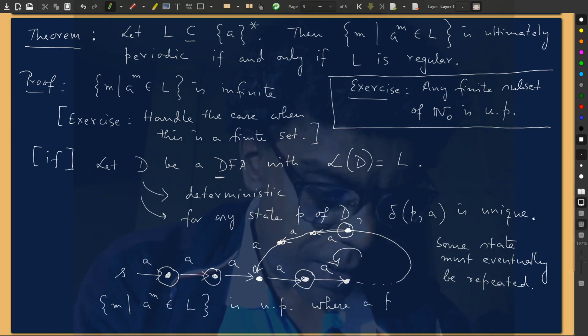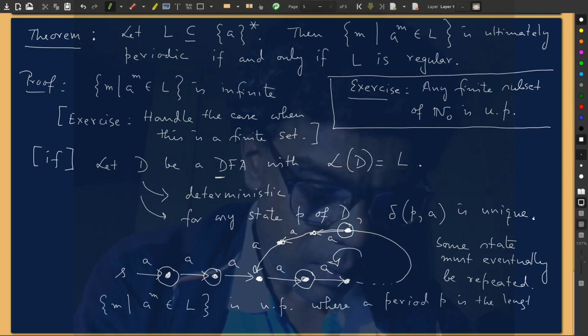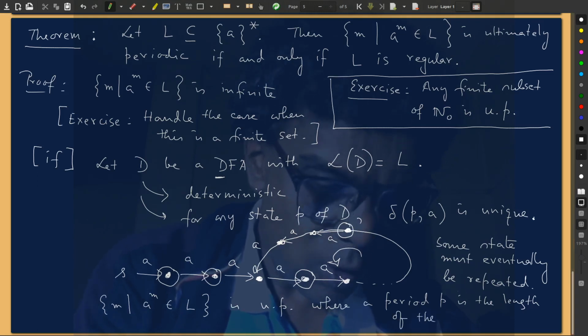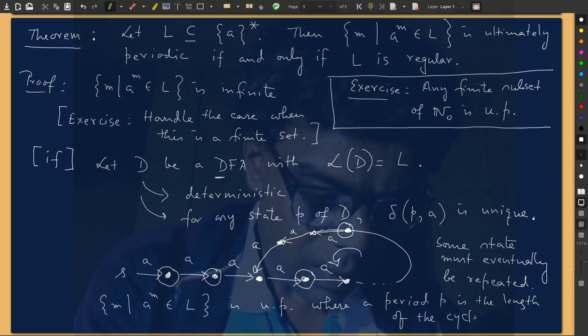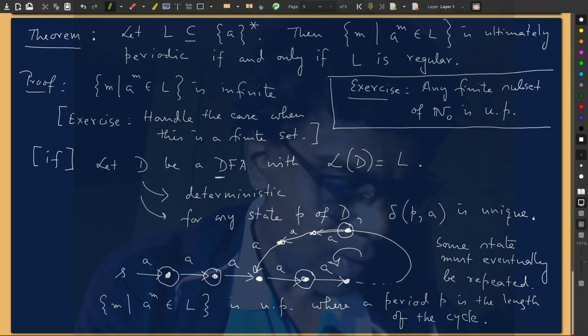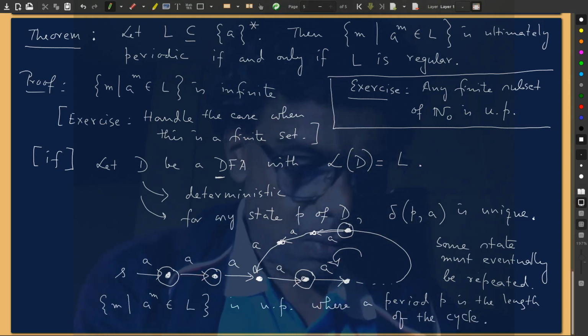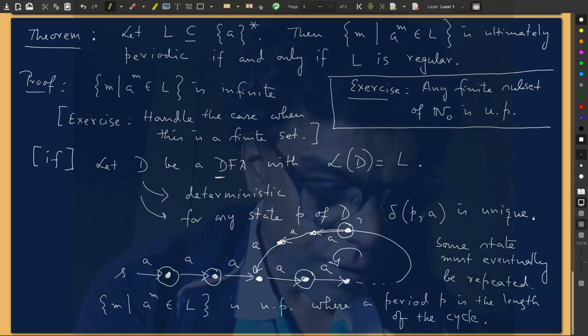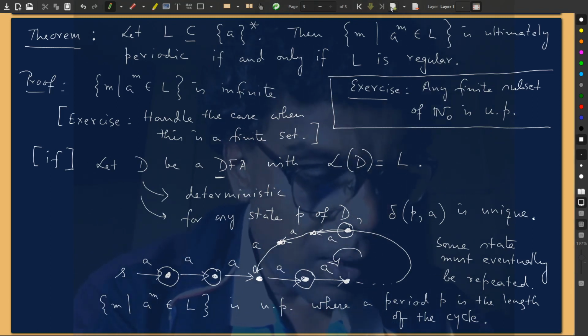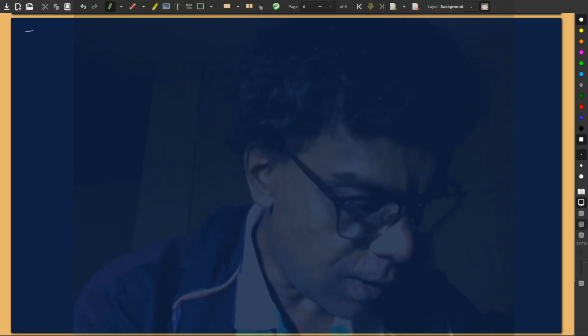where a period P is the length of the loop or cycle, I would say. Okay. So this is one part of it. For the other part, this is also not so difficult.